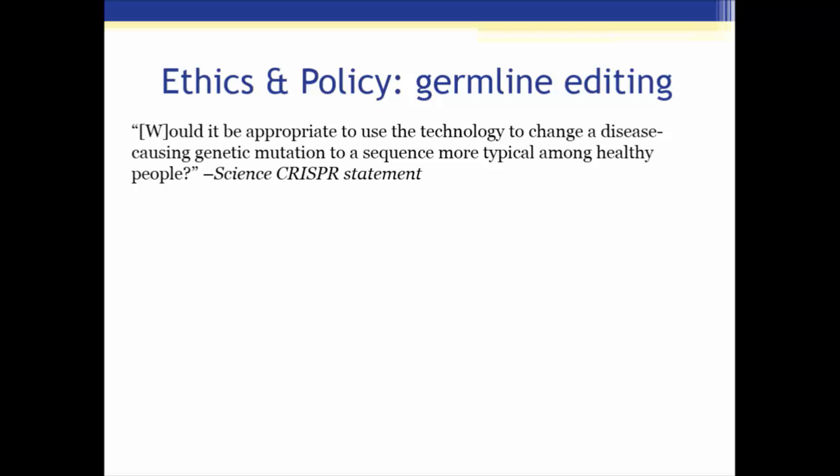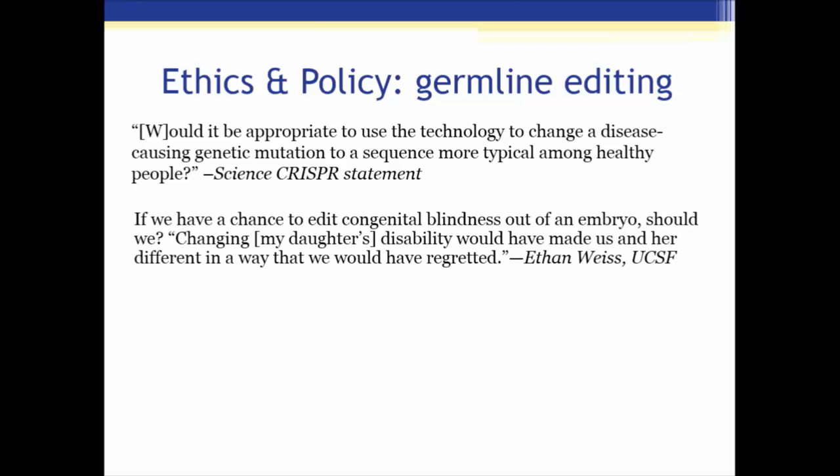Well, one of them comes from the Science paper. Would it be appropriate to use the technology to change a disease-causing genetic mutation in a sequence more typical among healthy people? If we have a chance to edit congenital blindness out of an embryo, should we? Changing my daughter's disability would have made us and her different in a way that we would have regretted. Ethan Weiss is at UCSF. He's a cell biologist.